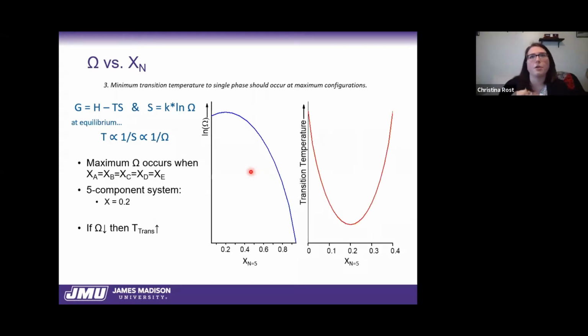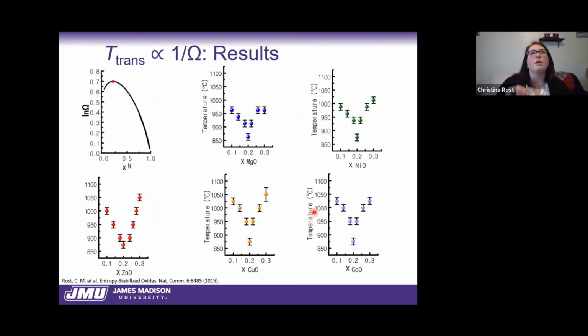I've got my log omega as a function of composition and my transition temperature as a function of composition. And here's my maximum configurations, minimum transition temperature. What I'm looking for experimentally is something like this. If I deviate from omega, I should increase T, okay? Here's the results. Up here, just for reference, my log omega with my maximum occurring at 0.2.